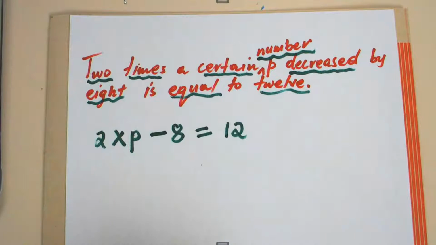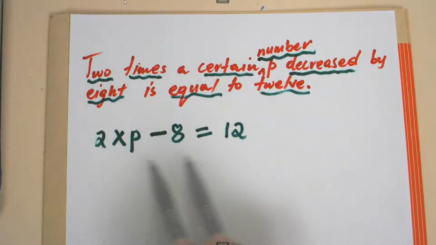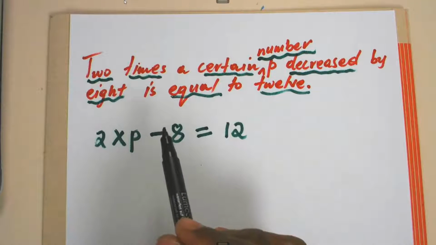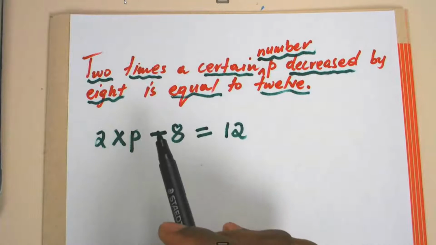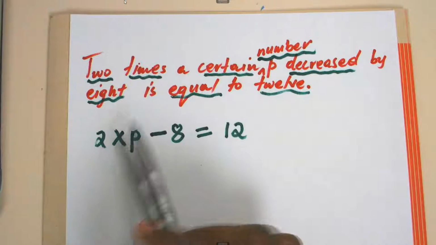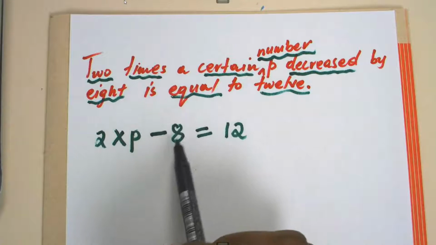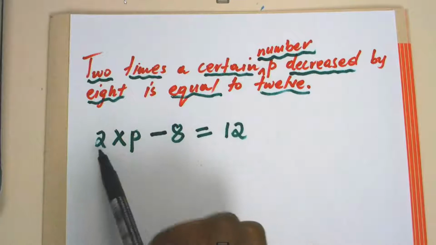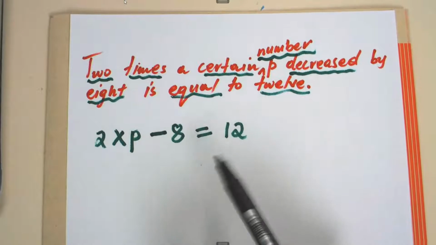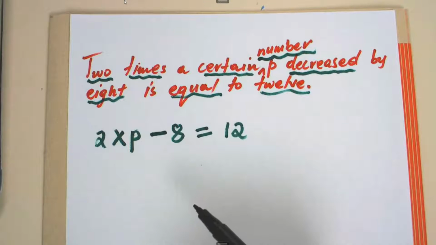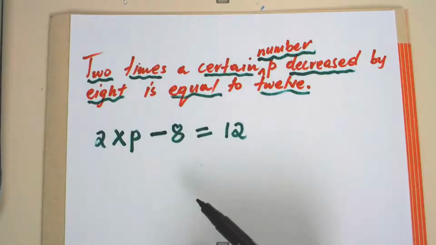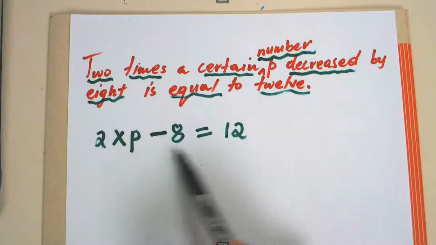Right. So this is a typical example of an equation. Why? Because it has got a variable. It has got a constant. It has got a coefficient. And then it has got an equal sign. And there's also a constant on the other side of the equal sign. So this means that I'm dealing now with an equation. So this is how my equation will look.